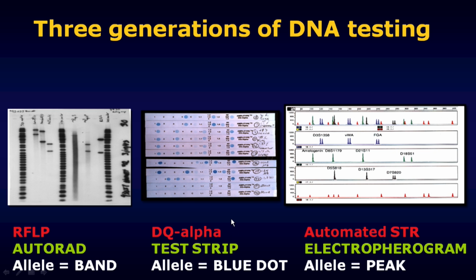These are the very first PCR-based tests. Again, don't worry if you're uncomfortable with what PCR means. We'll be talking about that more in just a few minutes. These very first PCR-based tests were called DQ-alpha or polymarker tests. Here, the critical evidence came not from an autoradiogram, a piece of X-ray film, but from a series of strips, known as test strips.